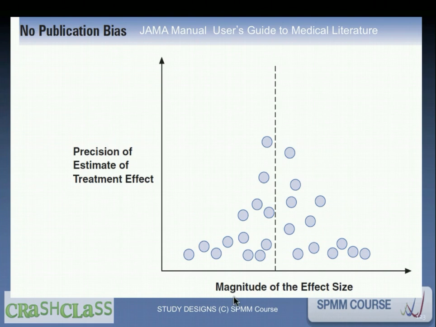Then you have the magnitude of effect size here. Effect size could be RR, OR, ARR, NNT. It could be any final product that you get from mathematical tabulation, the 2x2 tables that you use. Any product that you get from them could be an effect size measure. So you use the magnitude of effect size here, and you use precision or sample size on the y-axis.